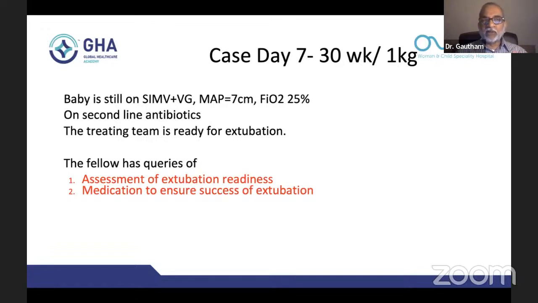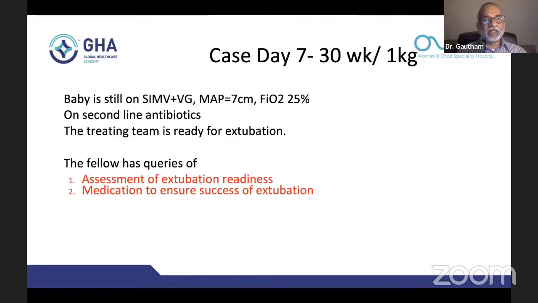And you have to decide what is a good extubation failure rate. Because if your extubation failure rate is 0%, and 100% of your babies are successful when you extubate, what does that mean? Think about it. It means that you are keeping the babies on the ventilator for too long.